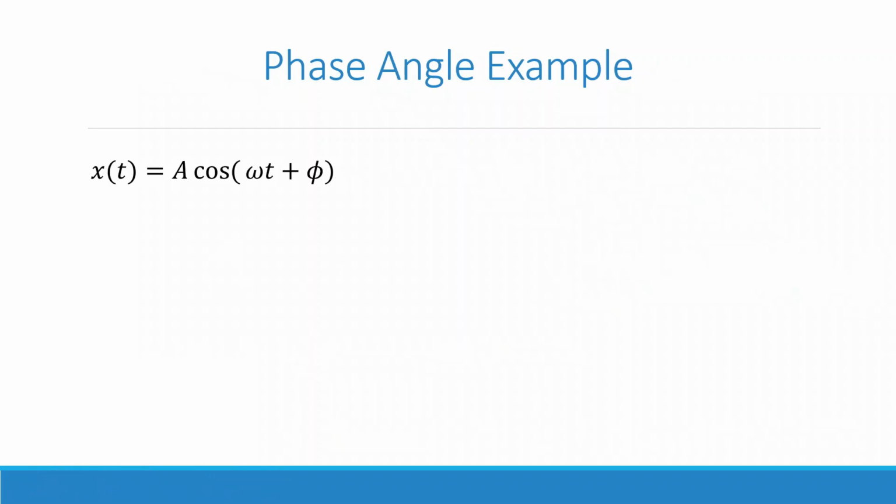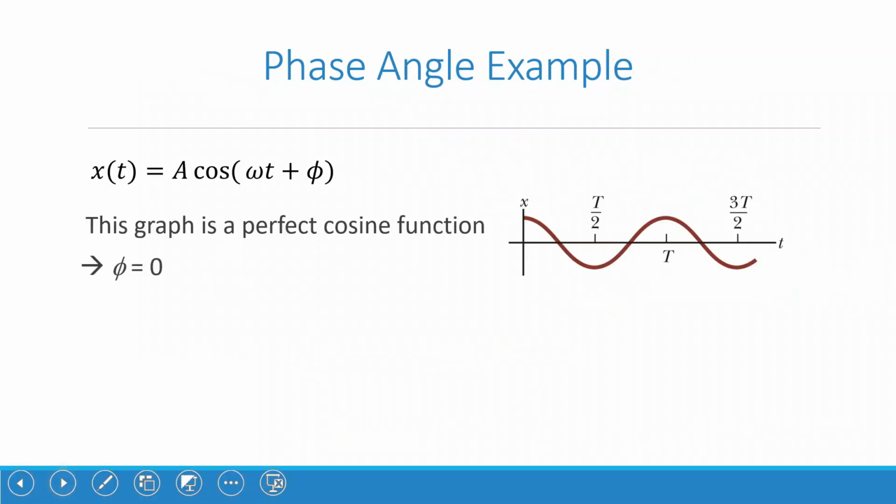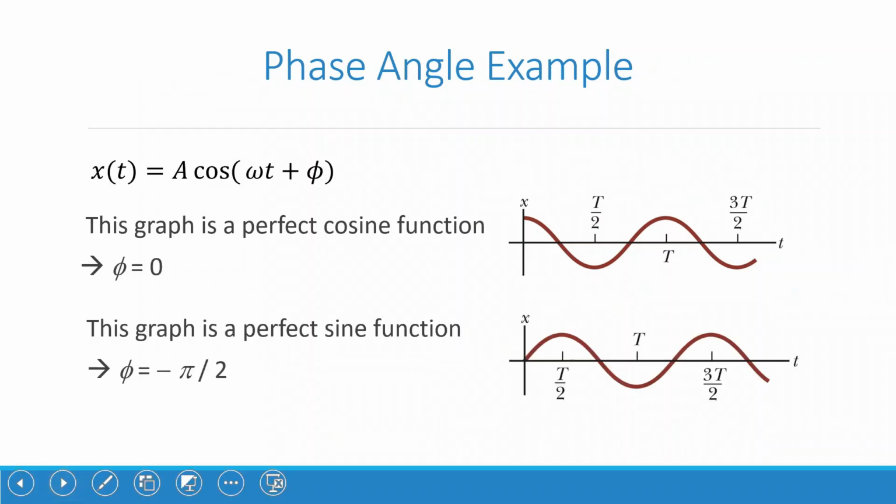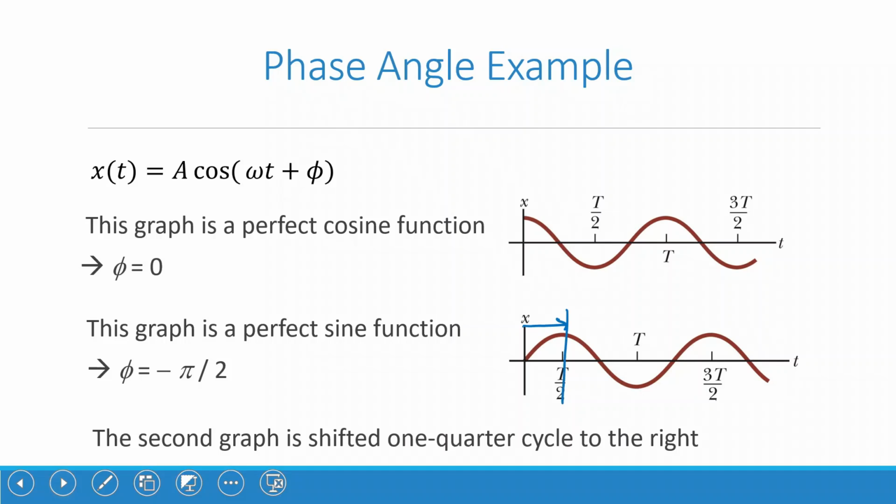So what do we really mean by that phase angle? So here's an example of that. So looking a little bit more closely. So this is our perfect cosine function, which would give us a phase angle of 0. So this is our perfect sine function. So this would be a phase angle of negative pi over 2, because we can see that we have shifted our graph over by pi over 2. 1/4 cycle.